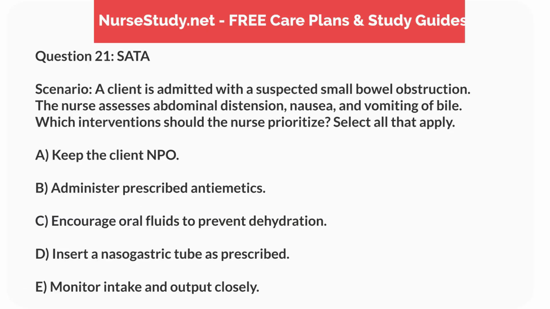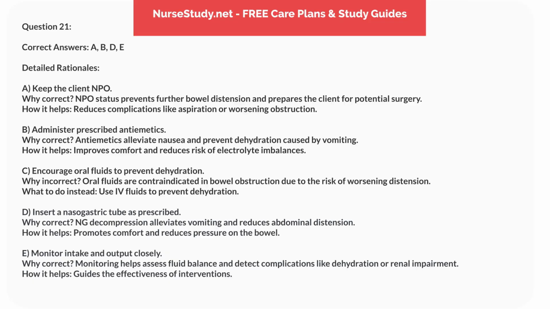Question 21, SATA. Scenario: a client is admitted with a suspected small bowel obstruction. The nurse assesses abdominal distension, nausea, and vomiting of bile. Which intervention should the nurse prioritize? Select all that apply. A. Keep the client NPO. B. Administer prescribed antiemetics. C. Encourage oral fluids to prevent dehydration. D. Insert a nasogastric tube as prescribed. E. Monitor intake and output closely. Correct answers: A, B, D, E.